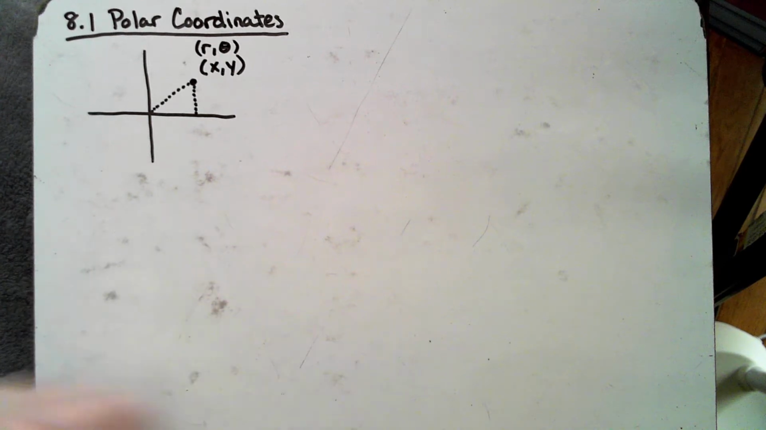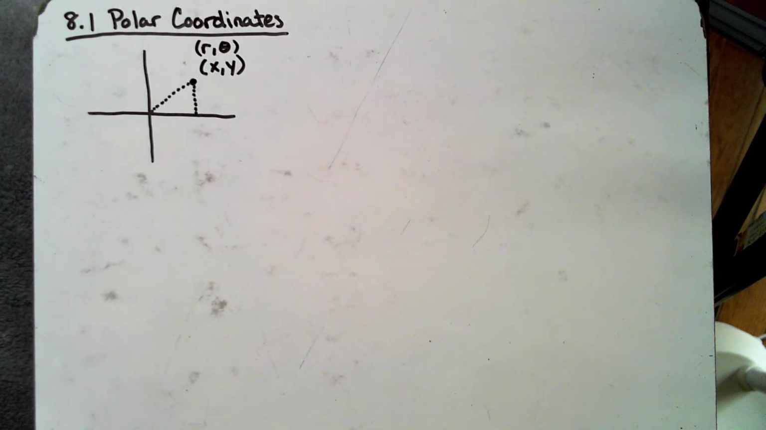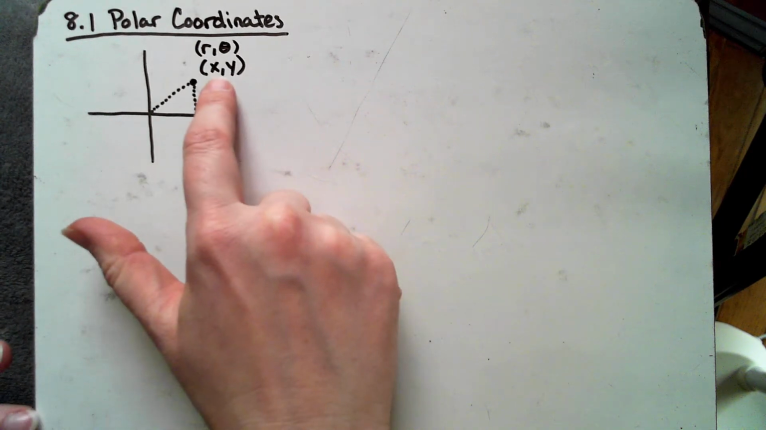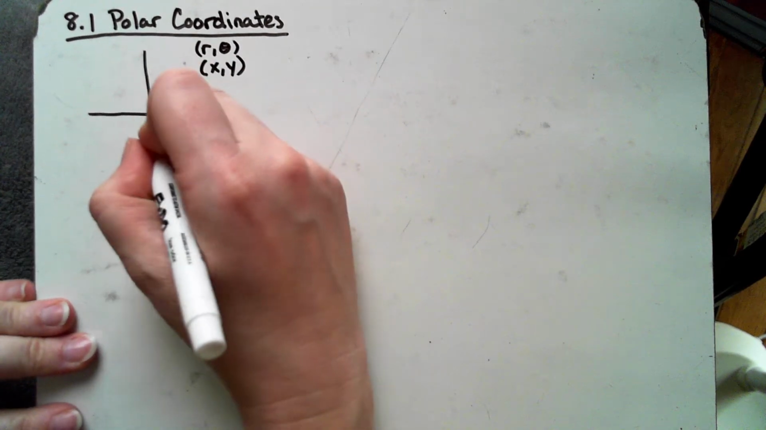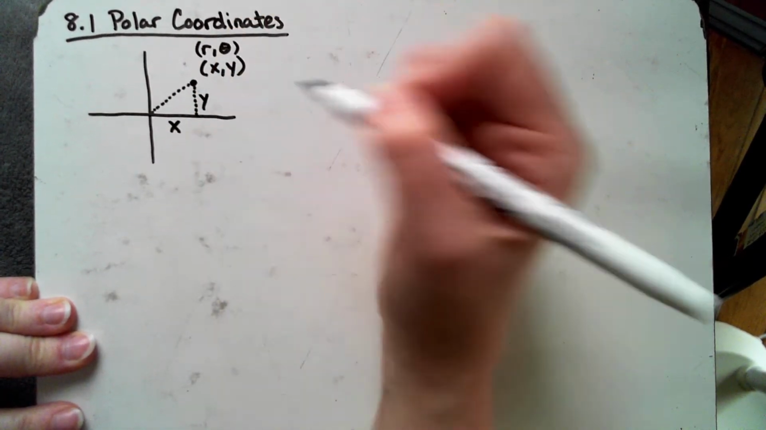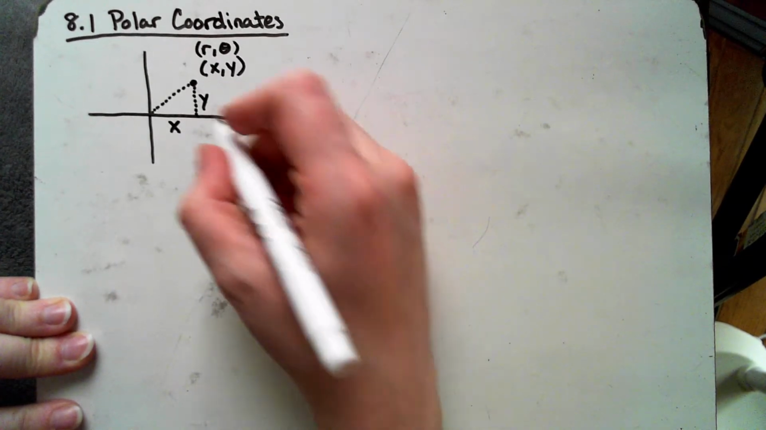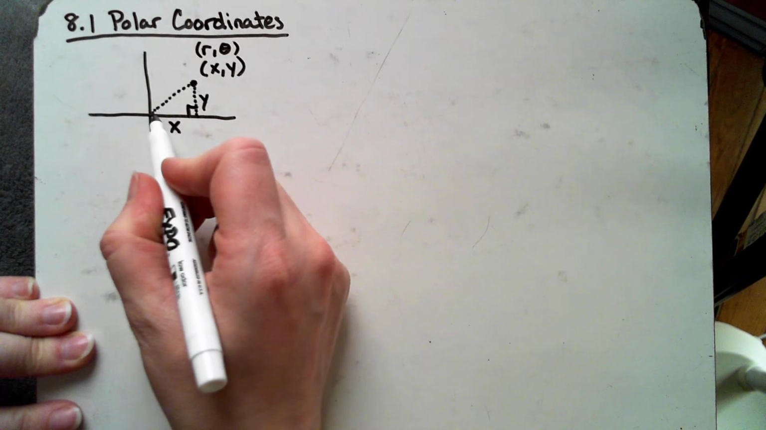So what I have here is I've graphed a point and I've written its ordered pair in two different ways. Now let's think about what this means in terms of x and y. What this means is that I've gone x units in this direction and y units in this direction. And this makes a right triangle.